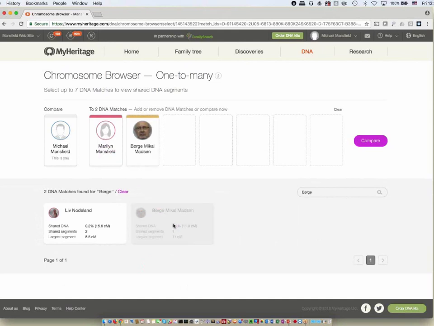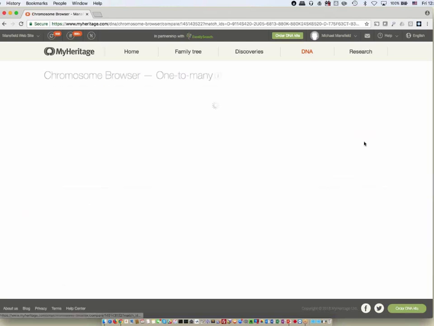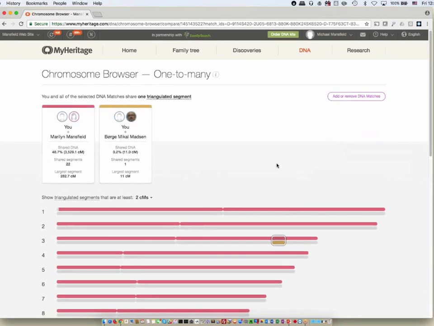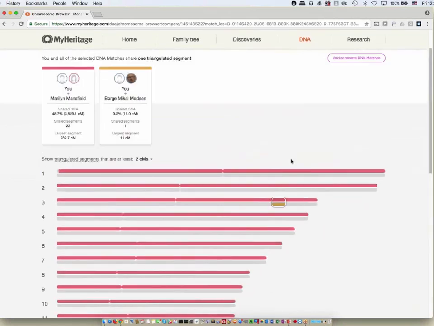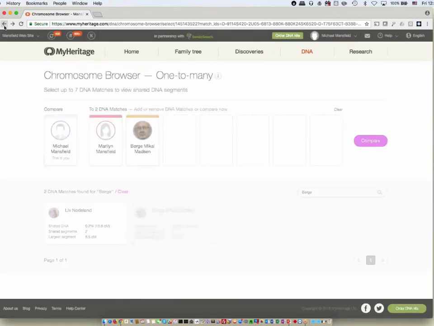So I'm going to put in this man from Norway. If I get a triangulated match here, this is going to be very good evidence that this man is related to me through my mother's Norwegian ancestry. And sure enough, I get one triangulated match. The rest of this is my mother's DNA, as I showed earlier. This is a fairly distant relative. I believe he's something like my 4th cousin once removed, or 5th cousin. This just starts to show you some of the things you can do with this incredible one-to-many chromosome browser.